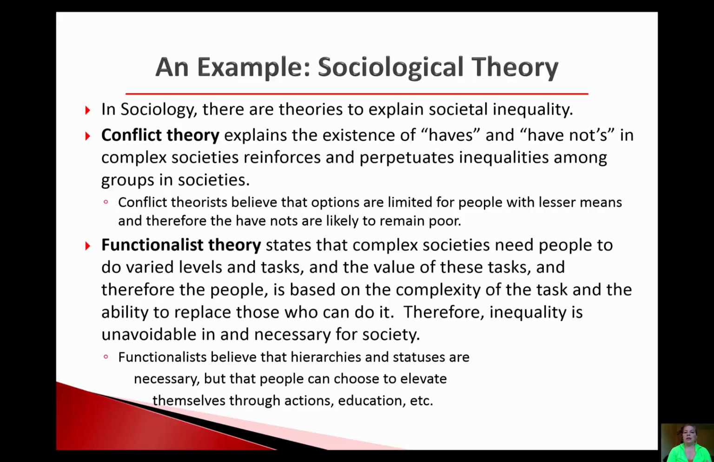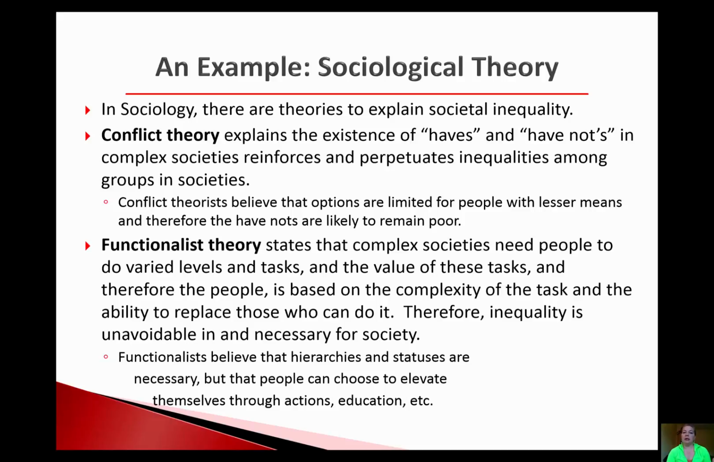Functionalist theory is sort of the opposite theory in the field of sociology. These are the two really grounding theories of the field of sociology that you learn when you take an intro class. Functionalist theory states that complex societies need people to do varied levels of tasks, and the value of these tasks, and therefore those people, unfortunately, is based on the complexity of the task and the ability to replace those who can do it, so the supply and demand argument. Therefore, inequality is unavoidable when societies become large and complex, and in fact it's necessary for society.